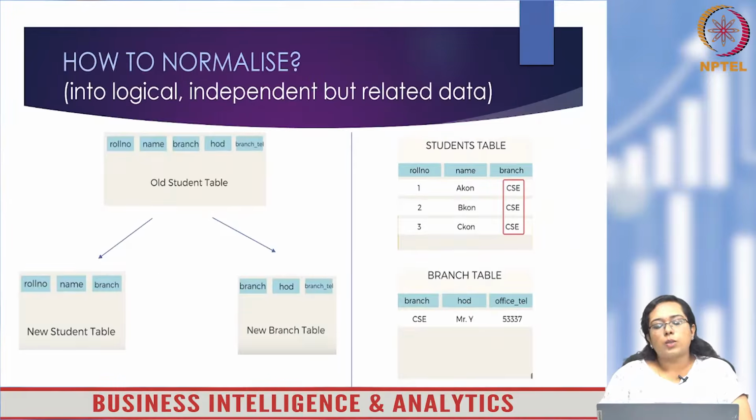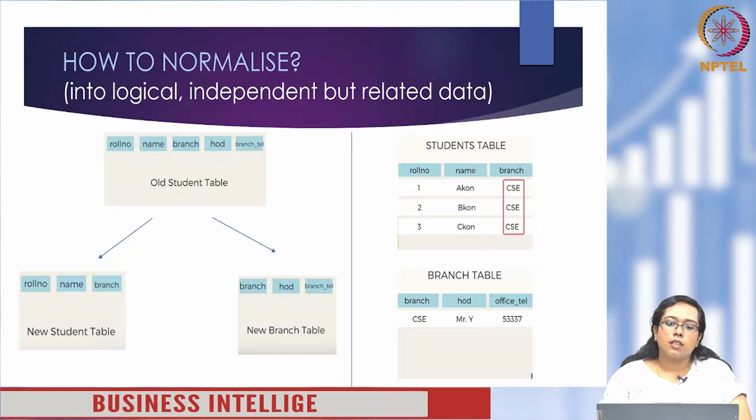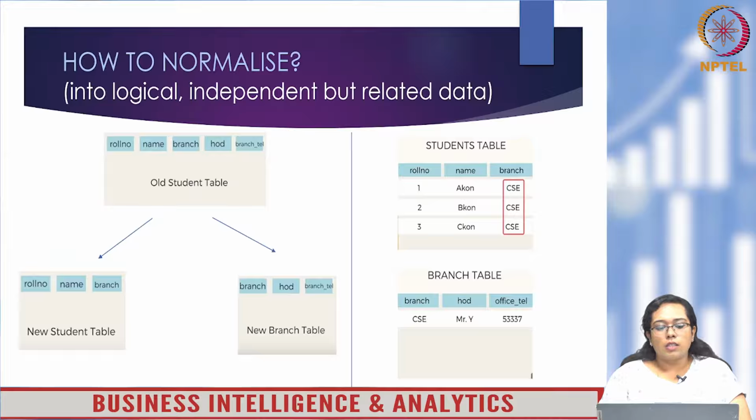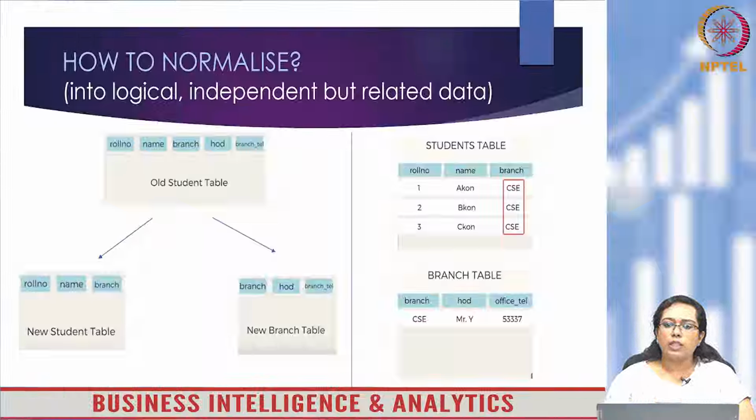So, what is the solution for these anomalies or data redundancy problems? That is what is known as normalization. Normalization is the solution for avoiding all these data redundancy anomalies. By normalization we mean we split the initial table into logical, independent but related tables. For example, we had this old student table wherein the branch, HOD name, branch telephone number, everything was getting repeated along with each student's records, right?